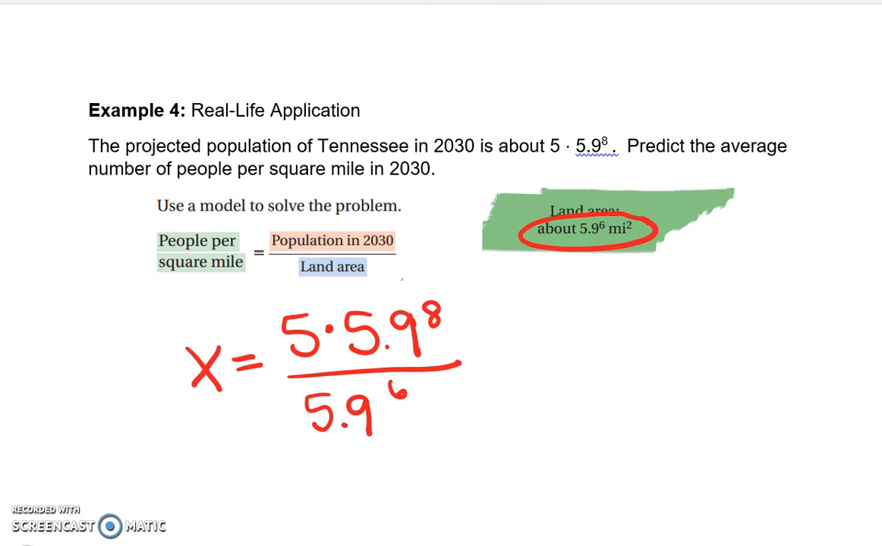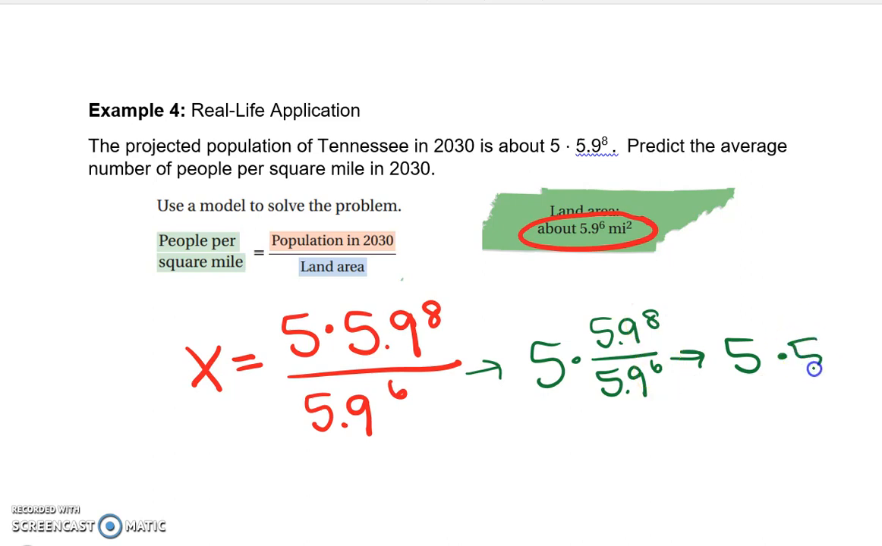Okay, so you got to look for a property that we recognize. I'm going to split this so it's easier to see. So I have 5 times 5.9 to the 8th divided by 5.9 to the 6th. Hopefully now you can see that this is going to be 5 times 8 minus 6 is 2. So 5.9 to the 2nd. And if you evaluate that, 5 times 5.9 squared, X is equal to 174.05. So there will be about 174 people per square mile in the state of Tennessee in year 2030.